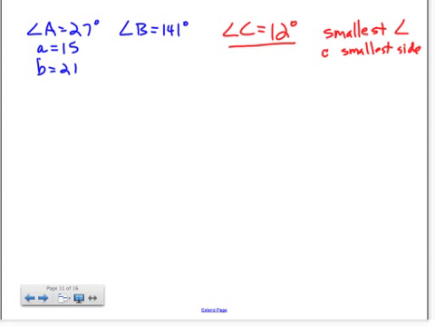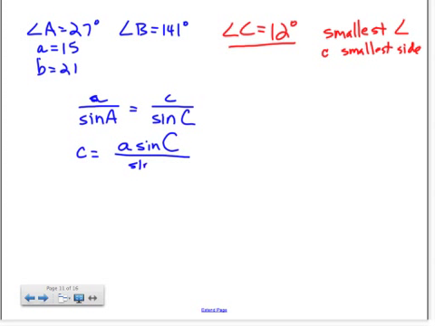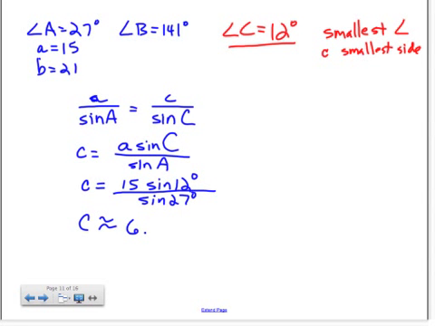Okay, so we know that we're going to use the angle A and side A again. So we have little a over sine of big A equals c over sine of big C. So c equals a times the sine of big C over the sine of big A. So we've got c equals 15 times the sine of 12 degrees over the sine of 27 degrees. Which, when you plunk that into your calculator, you get c is approximately 6.869.